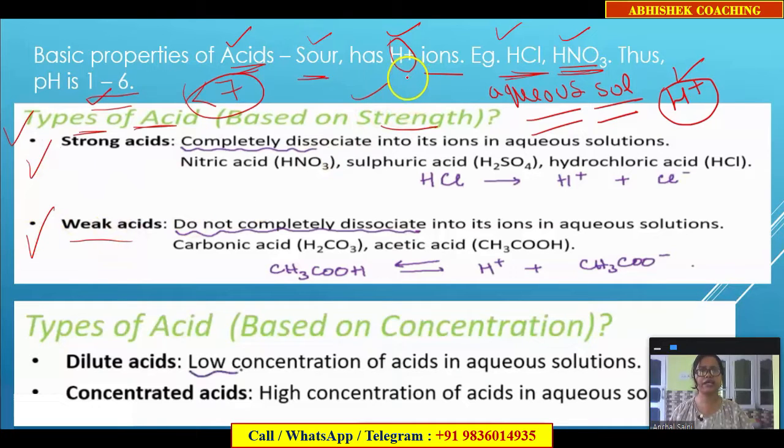So acid, as I have already mentioned, in the aqueous solution gives you H positive ion. Okay, so aqueous solution is the solution when the solvent is water. When the solvent is water, then that is called your aqueous solution. So there are two types of acid. One is the strong acid, other is the weak acid. So what are the strong acids? As the name itself indicates, strong acids are those which completely dissociate into their ions in the aqueous solution.